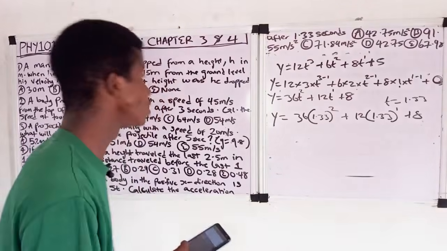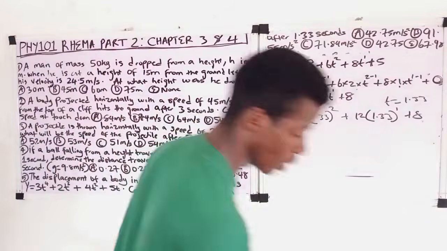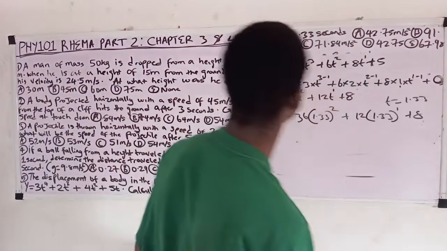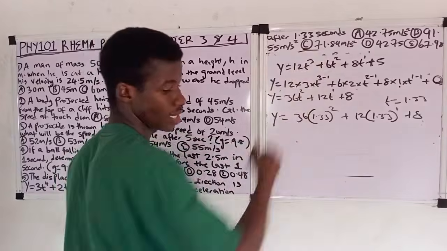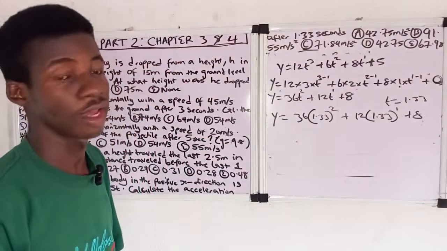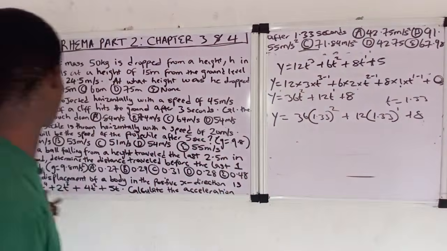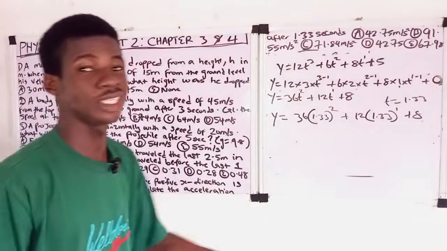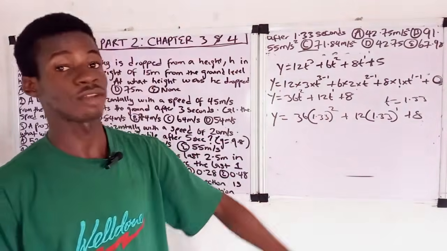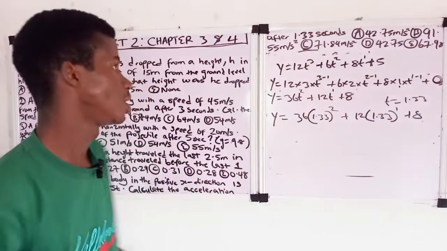So our answer is 71.84. So the answer is C. Yes, this is how you solve questions. When they give you something like this, if they ask you to calculate the velocity, just differentiate once. When they ask you to calculate the acceleration, differentiate twice using the power rule. So that is just it.